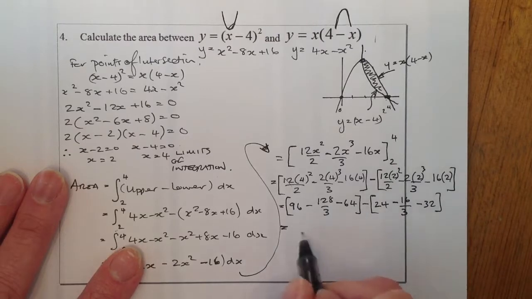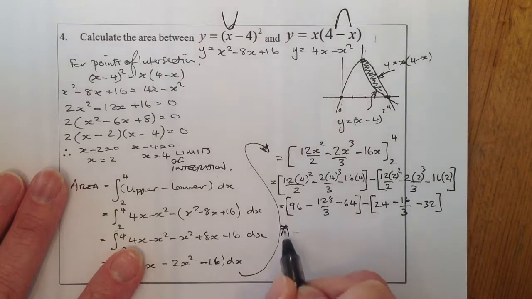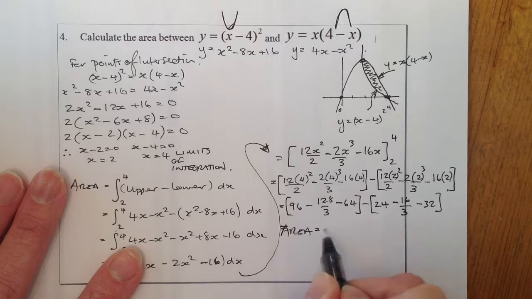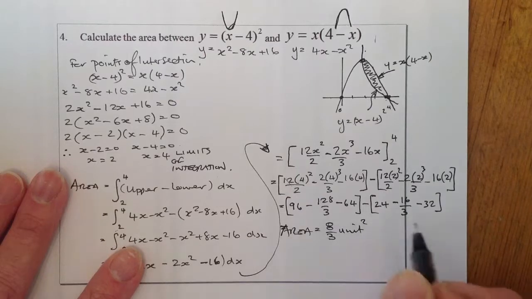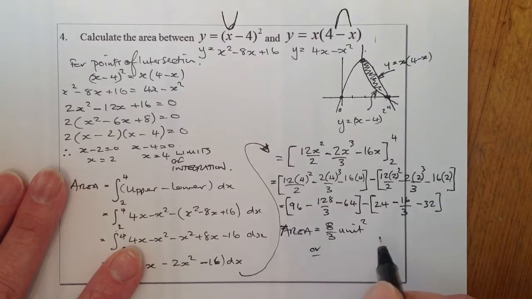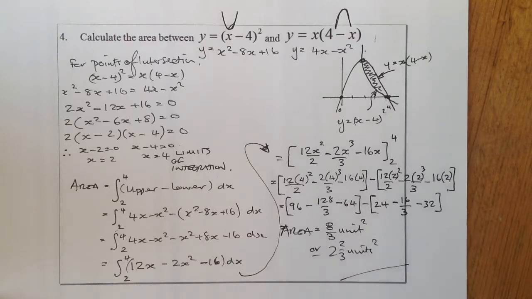So what I've got is, the area is going to be equal to 8 over 3 units squared, or that would just be 2 and 2/3 units squared. And that's the question complete.